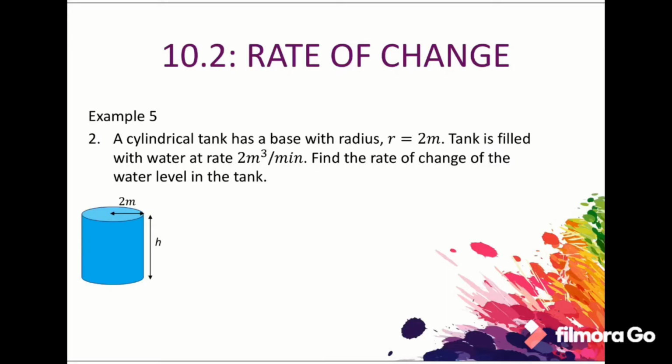Now let's try example 5, question number 2. A cylindrical tank has a base with radius r equals 2 meter. The tank is filled with water at the rate of 2 meter cubed per minute. Find the rate of change of the water level in the tank. So in this case, we're going to need to find the rate of change of h with respect to t. So find dh/dt when r is equal to 2 meter.